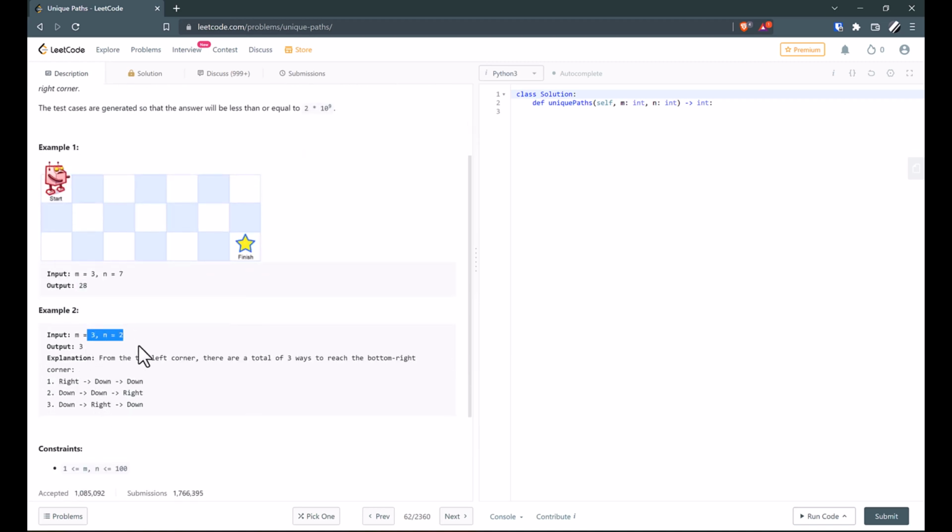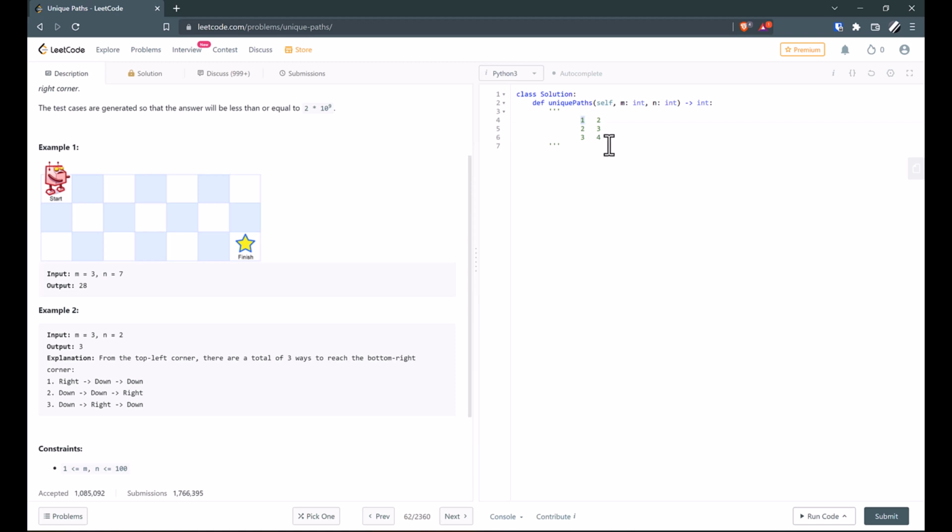We also have another example, and this is for a smaller grid, for which it's easier to understand. So let's say this is our grid. The number of rows is 3 and the number of columns is 2. So that would be 1, 2, 3 and 4.